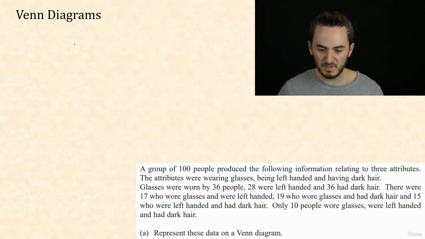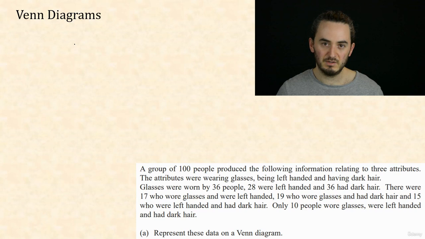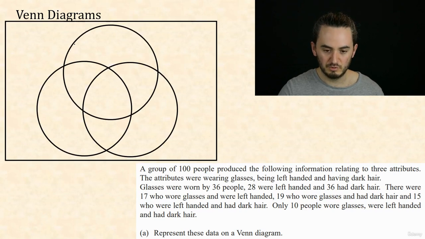So a group of 100 people produced the following information relating to three attributes. The attributes were wearing glasses, being left-handed, and having dark hair. Since I've got these three different attributes, I know it's going to be a Venn diagram with three overlapping circles. So I can draw out my three circles like this, and I'll label up my regions. I'll have G for glasses, L for being left-handed, and D for having dark hair.